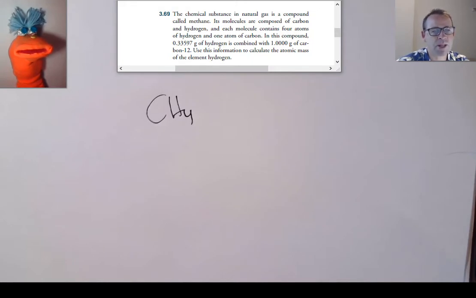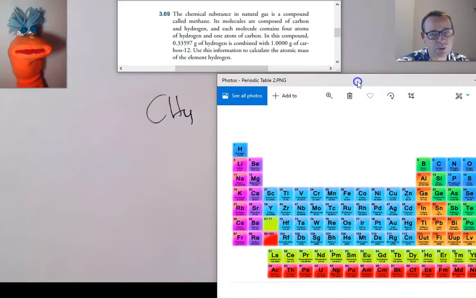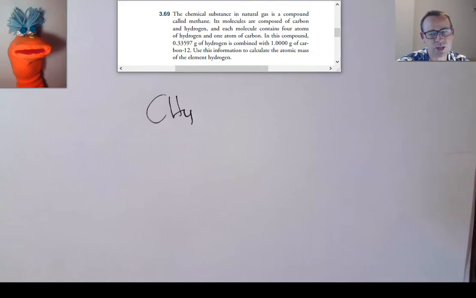In this compound, that many grams of hydrogen is combined with that many grams of carbon, carbon 12. Use this information to calculate the atomic mass of the element hydrogen. Okay, so we're trying to find the atomic mass of the element hydrogen. Now, the atomic masses of the elements are on the periodic table, so we know that our number should be pretty close to 1.0079 there, right, using the atomic mass.